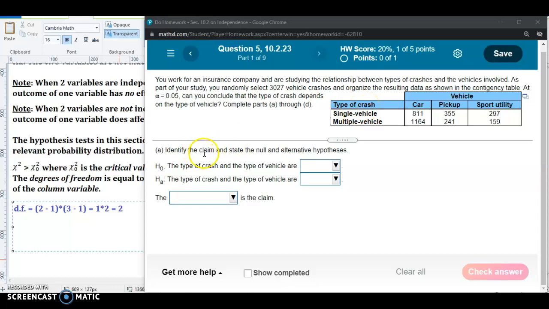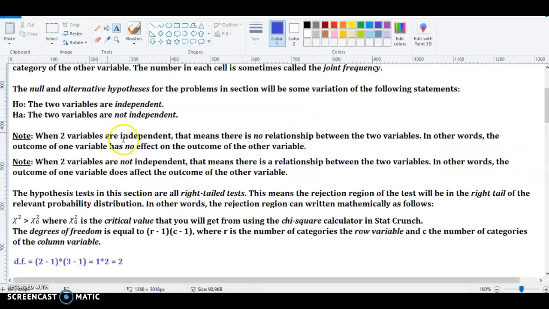So in part A, we're asked to identify the claim and to state the null and alternative hypotheses. Remember from our notes that the null hypothesis is always that the two variables in question are independent, and that the alternative hypothesis is that the two variables are not independent.